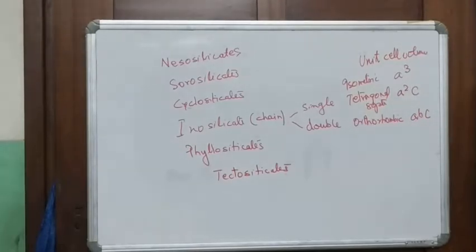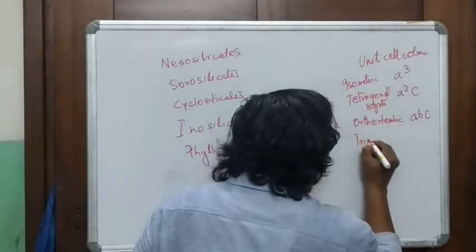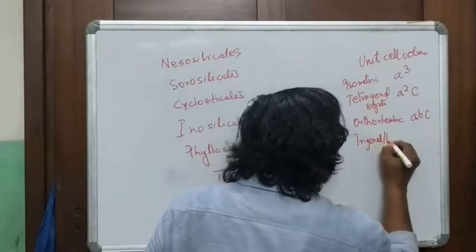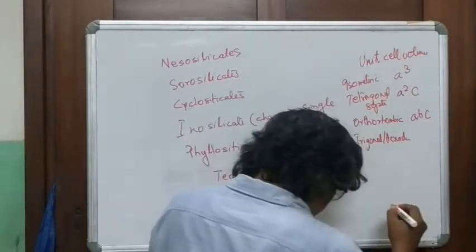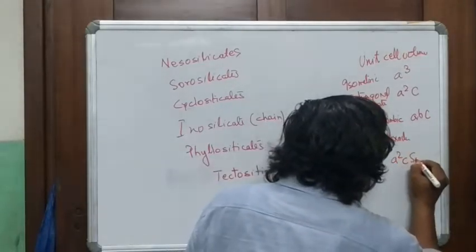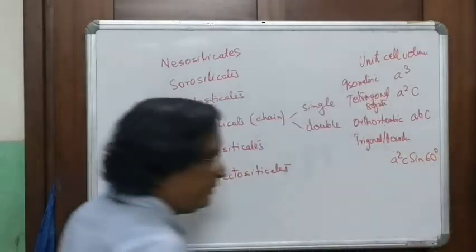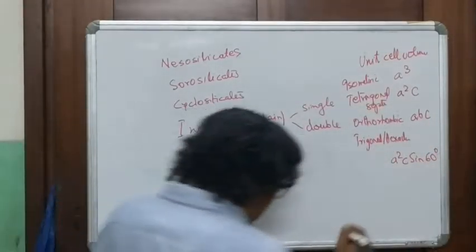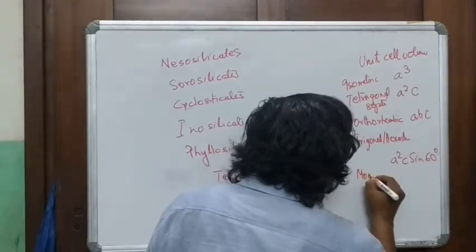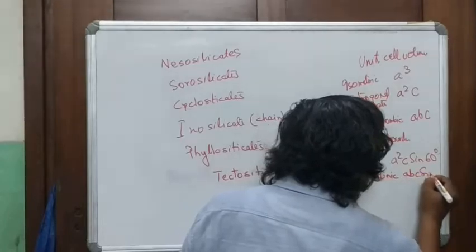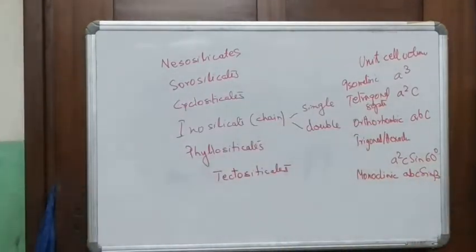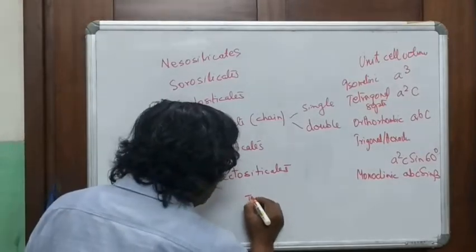That's the orthorhombic system. And then you have the hexagonal system, trigonal and the hexagonal system, where the unit cell volumes are A square C sine 60 degree. That's the unit cell volume. You can find this geometrically. Then you have the monoclinic system. It's ABC sine beta. And then you have the very, very long formula for the triclinic system.